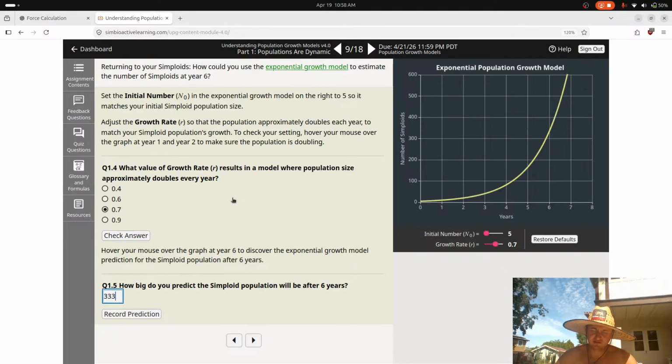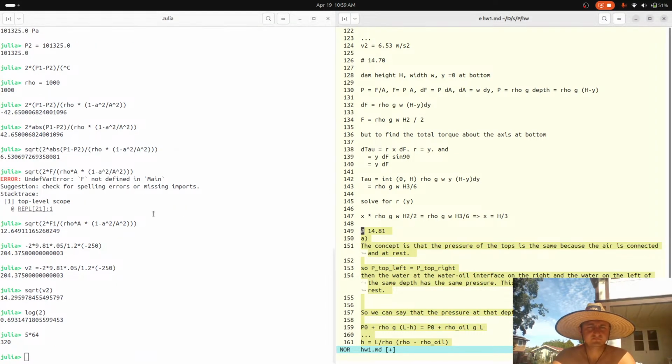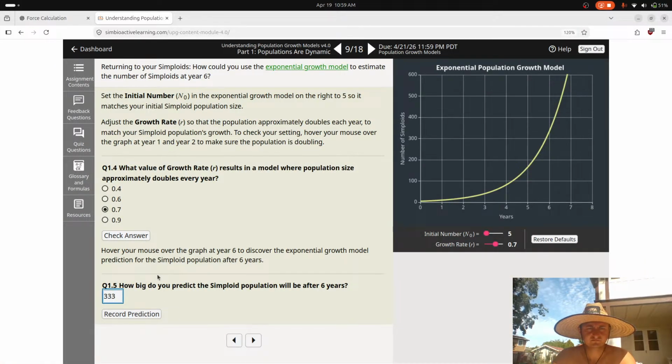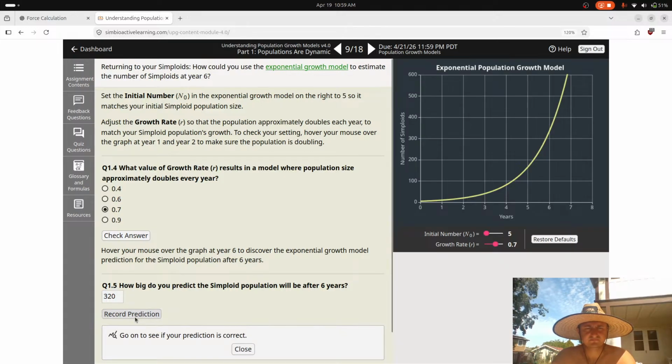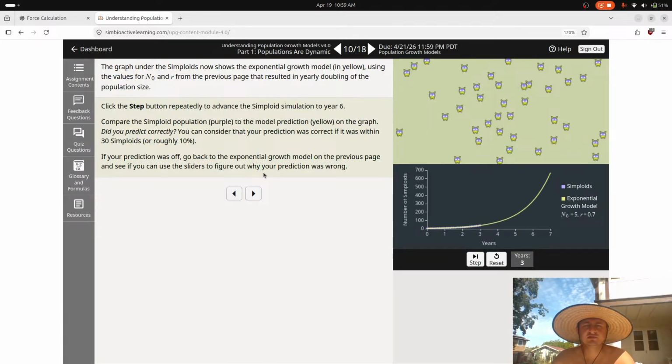Well, okay, if it doubles every year, 5 times 2 to the 6, right? Which is 2 to the 6 is 64. Because the thing is, 0.7 is a little bit above log 2.